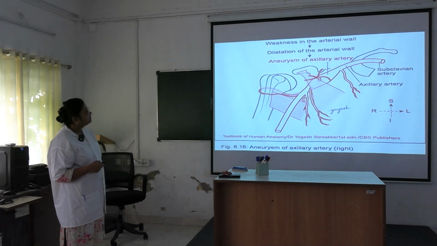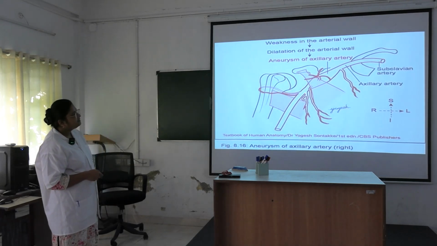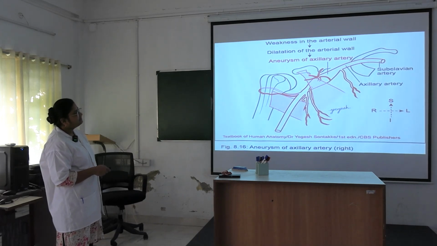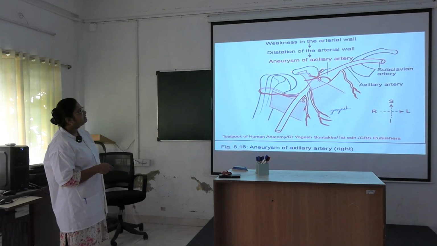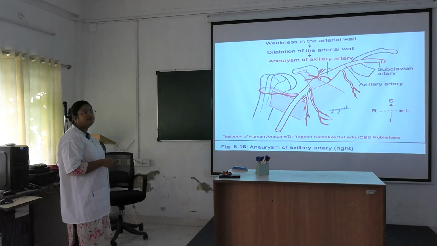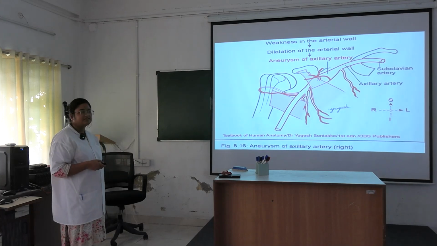Okay, so branches have been shown here. Here aneurysm has been shown. See, this is first part lying proximal or medial to the pectoralis minor. Here the dilatation has occurred in the axillary artery, and it will also extend towards the second part and compress the cords of the brachial plexus.